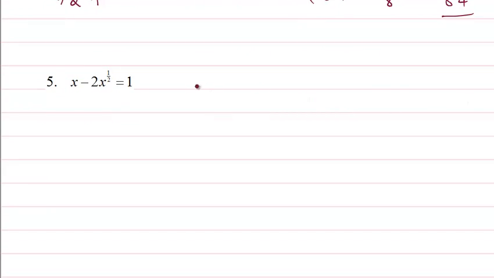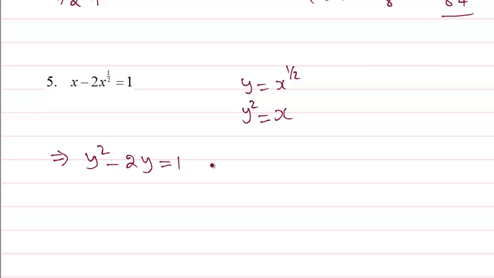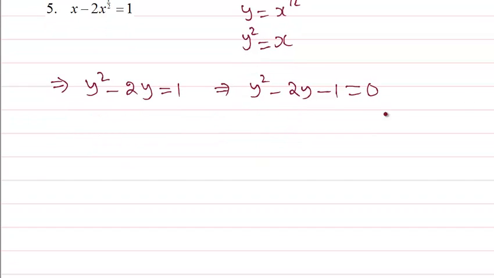Example 5. This is this type. We let y equal to x to the power half, then y squared is basically equal to x. So this equation changes to y squared minus 2y equal to 1, which can be written as y squared minus 2y minus 1. Now this is a quadratic equation. You complete the square.